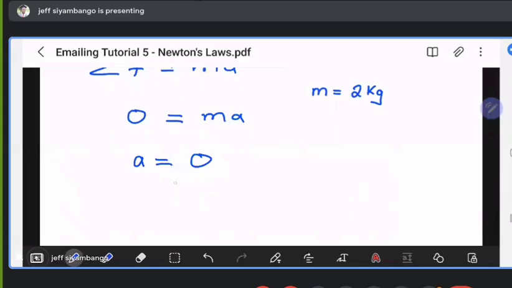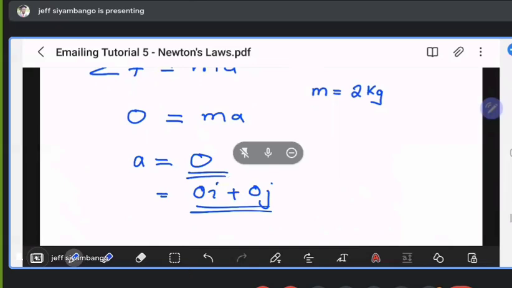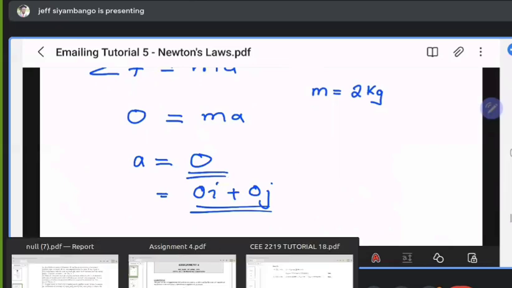If you really want to write 0 also in vector notation, then you have to write 0 in the I plus 0 in the J. But 0 is 0. There's no need for you to stress like this. Okay, so that answers the first part. Any questions?